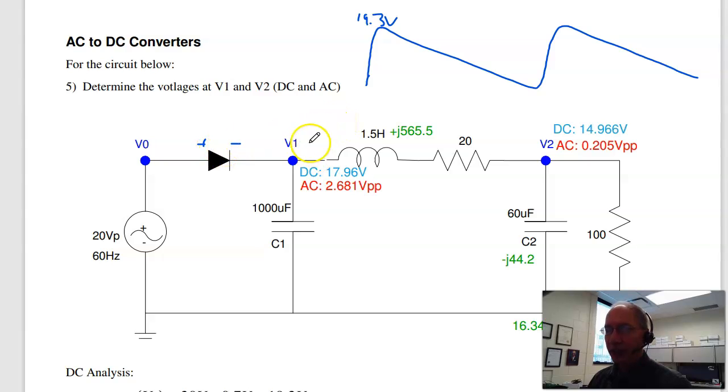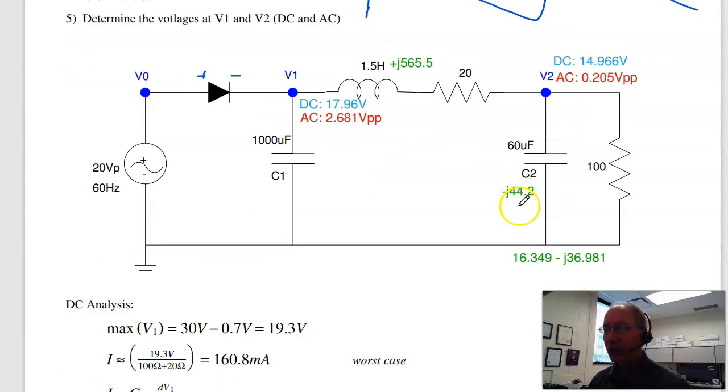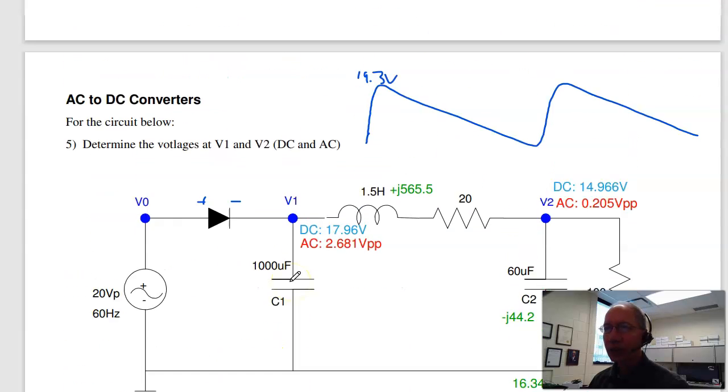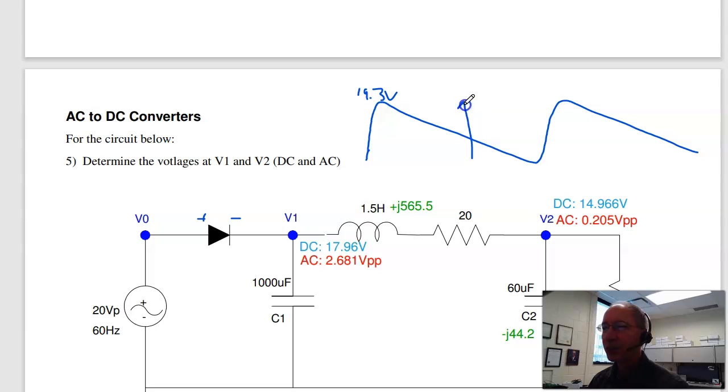Doing worst case analysis, if this is 19.3 volts, I've got 19.3 volts across 120 ohms, giving me 160 milliamps. For this capacitor, I equals C dV/dt, 160 milliamps at 1,000 microfarads for 1/60th of a second, and a half-wave rectifier, gives you 2.68 volts. So this distance is 2.68 volts.